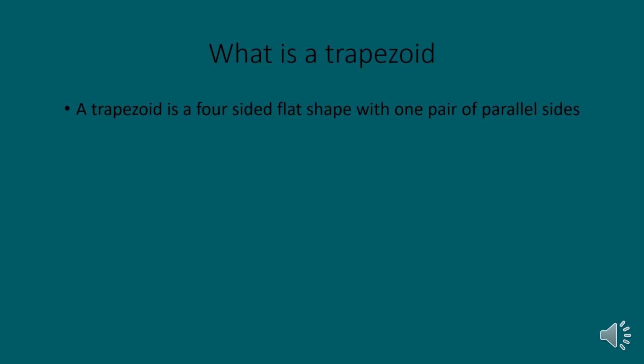What is a trapezoid in the first place? A trapezoid is a four-sided flat shape with one pair of parallel sides. So look, this is what it is, right? A trapezoid has one pair of parallel sides, so these are parallel, and it also has diagonals. All right, guys, this is a trapezoid right here. Four-sided: 1, 2, 3, 4.